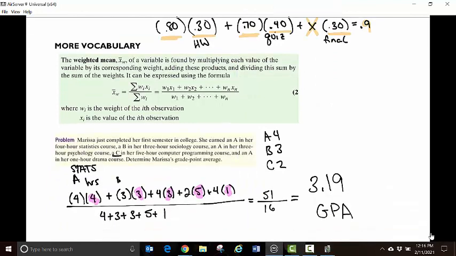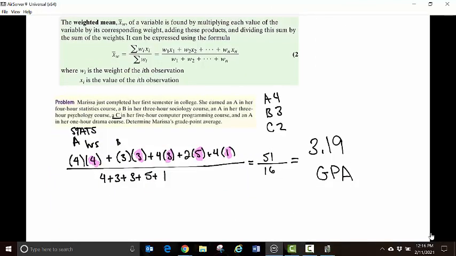Let's just skip to the problem. Marissa just completed her first semester in college. She earned an A in her 4-hour stats course, a B in her 3-hour sociology course, an A in her 3-hour psych course, a C in her 5-hour computer programming course, and an A in her 1-hour drama course. Determine her grade point average.